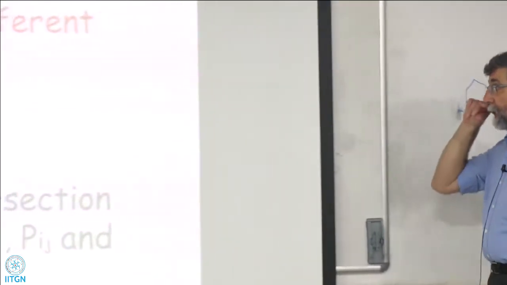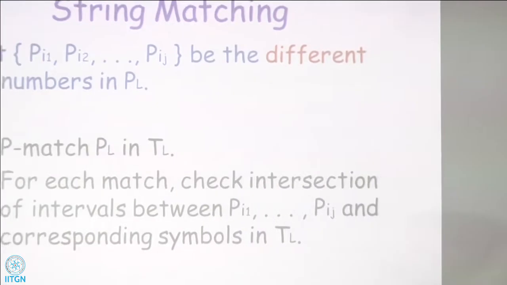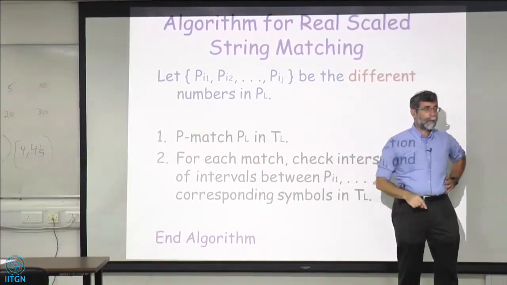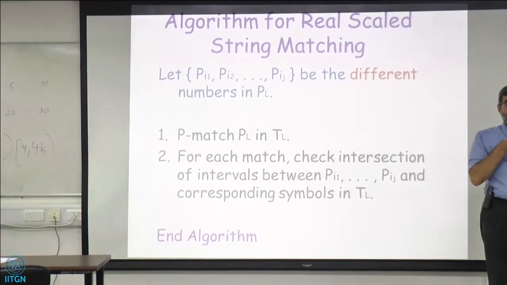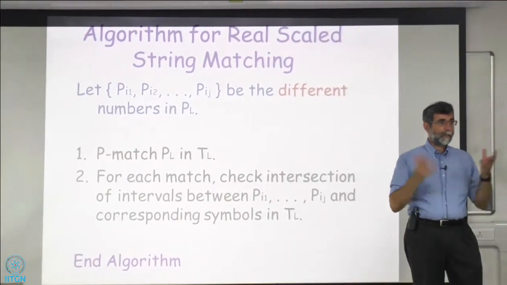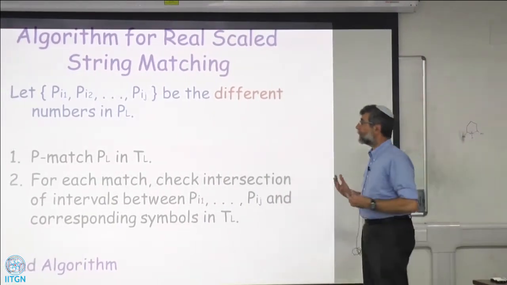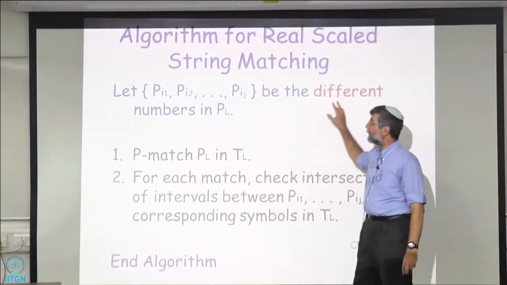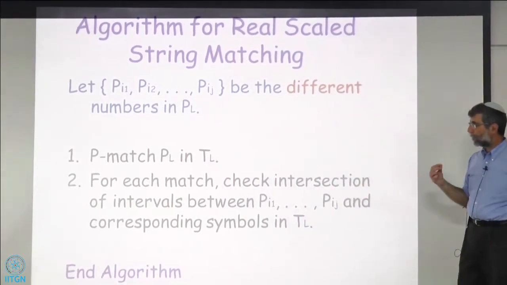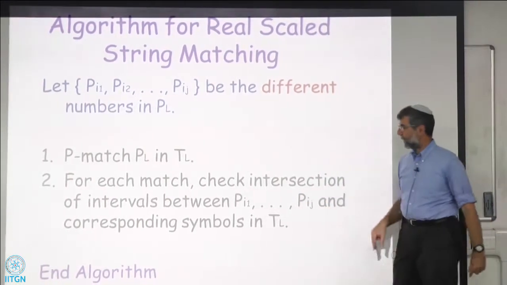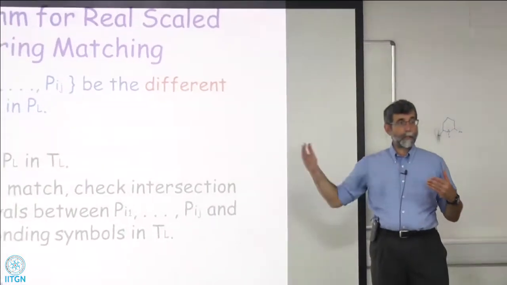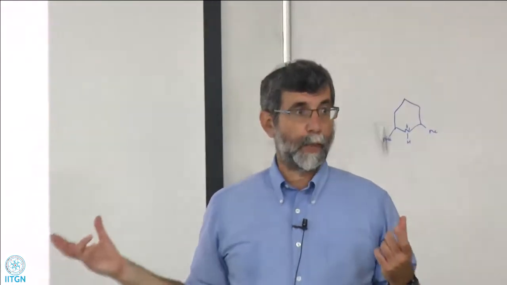So here's now our algorithm for real scaled string matching. Let P_i1, P_i2 to P_ij be the different numbers in P_L. Because now that we have the parameterized matching, we don't really need to check every segment. We only need to check segments of different numbers because they're going to be the same in the text and in the pattern if there's going to be a scaled matching. So that already cuts it down to the different numbers that we have. So P_i1 through P_ij are the different numbers. We parameterized match P_L and T_L, and then for each match we're going to check the intersection only of P_i1 through P_ij and the corresponding symbols in T_L. So the same algorithm as before, but rather than check every number, we only check those that parameterize match.